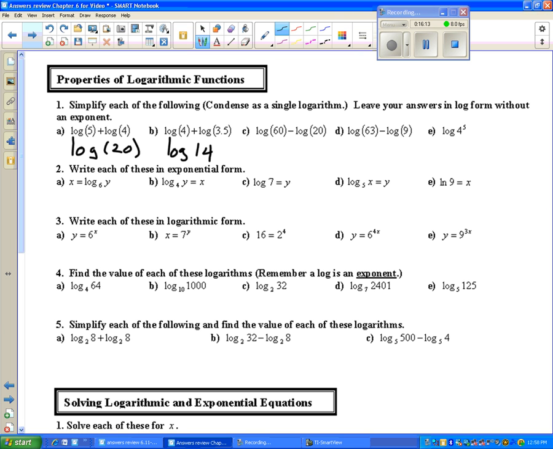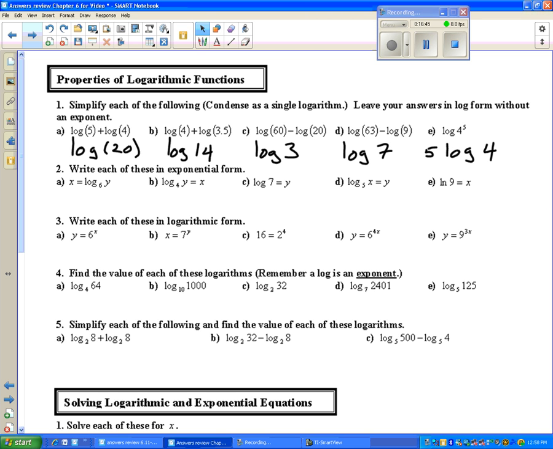Subtracting means I divide the arguments. So log of 60 divided by 20 is log of 3. Remember, none of these have a base, so all of these are base 10, the common log. So I just write log. Whenever I subtract, I divide. 63 divided by 9 is 7. On this last one, I have an exponent, which tells me I want to bring it to the front. 5 log base 10 of 4.